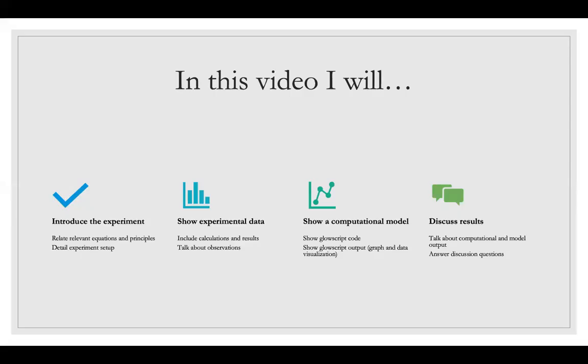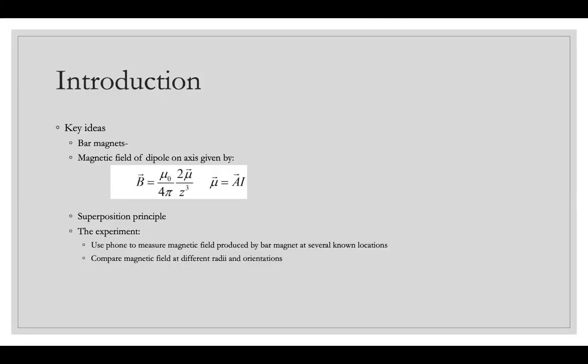So here's just a brief rundown of what's going to go on in this video. I'm going to introduce our experiment, which is going to include relating all of the relevant equations and principles and detailing the experiment setup. And I'm going to show some experimental data that was obtained from the experiment, which will include calculations and some results. And I'll talk about these observations. Then there will be a computational model, which is the GlowScript code, and it'll show the output. And then we're going to discuss some results and talk about some other potential impacts of this experiment.